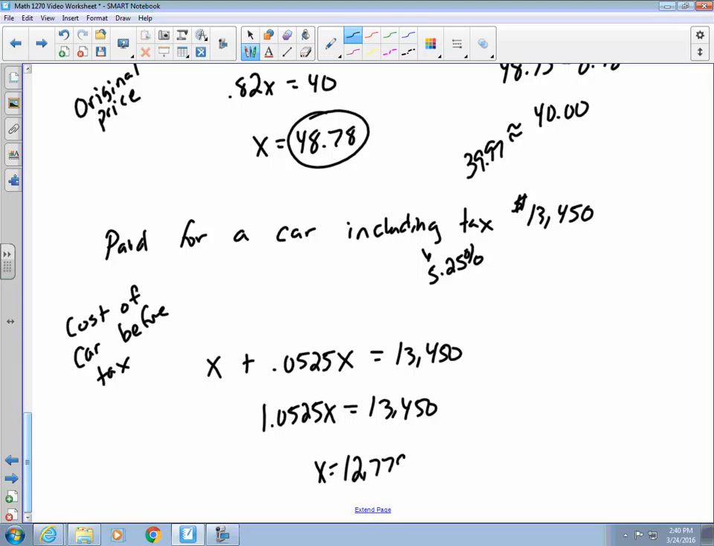So we have $12,779 and 9 cents. Actually, that rounds out to 10 cents. Again, rounding there. But that would be the price before they added the 5.25% tax. If you wanted to check your work, all you would have to do is multiply this by 0.0525, call that A just to save some time, and then add it to the original amount, and that's going to give you $13,450.